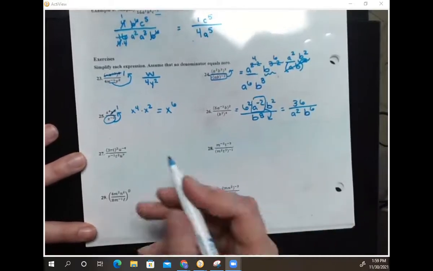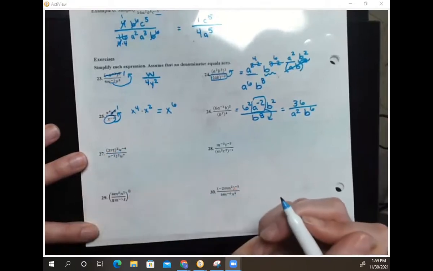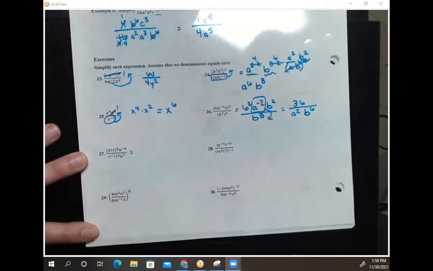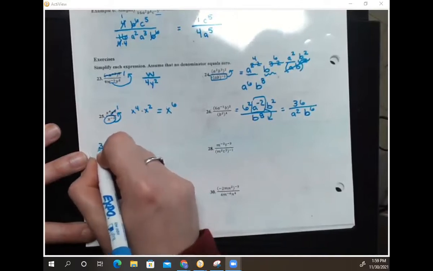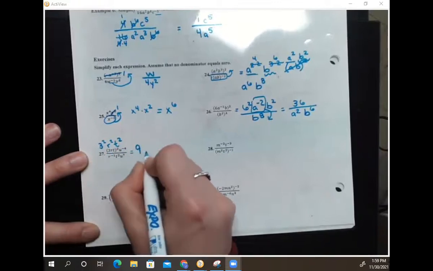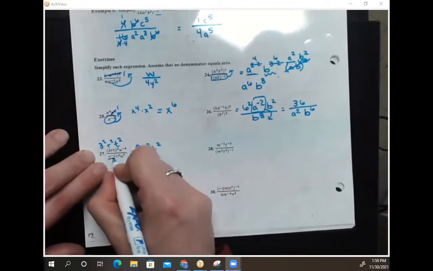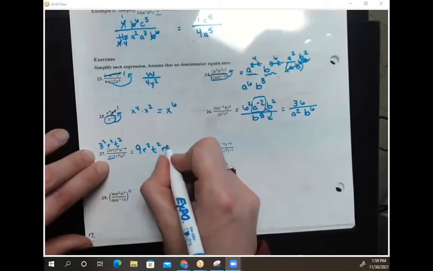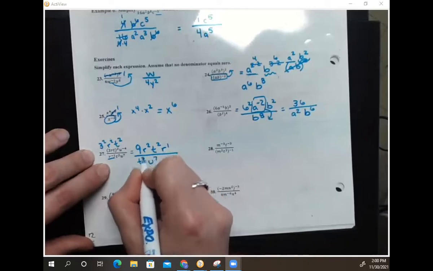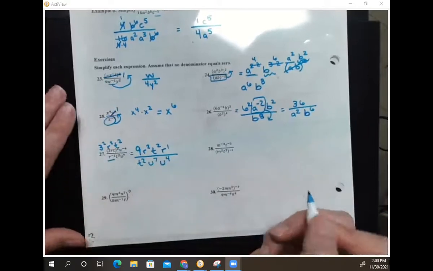For number 27, I've got a power I need to distribute, and I've got some negative exponents I need to move. So I'm going to go ahead and distribute that power and move my negative exponents. I'm going to do a couple things in one step here. So I would have 3 squared, r squared, and t squared. 3 squared is 9, and then r squared, t squared. I have an r to the negative first, sorry, that would move up to the top. And then on the bottom, I've got t squared, u to the 7th, and this u to the negative 4th, I should say, will move to the bottom and become u to the 4th.